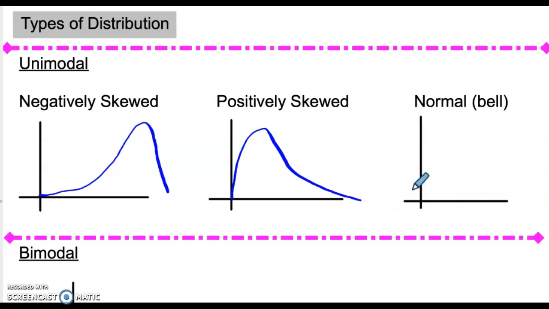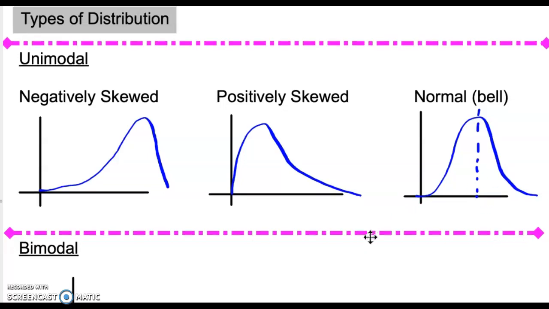And normal is when the bump is nice in the middle. We also call this a bell curve. So if I can draw it perfectly here, it's good enough. You have that bump, that mode, that highest point right in the middle. And these are all unimodal. They have one highest point. Bimodal is when you have more than one highest point, in fact, two highest points. So something that's bimodal would look like this, where there are these two higher points.